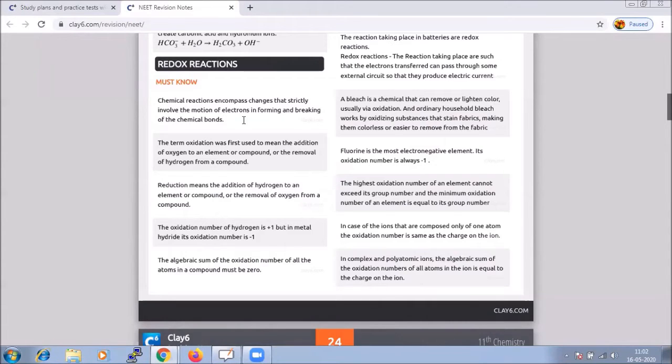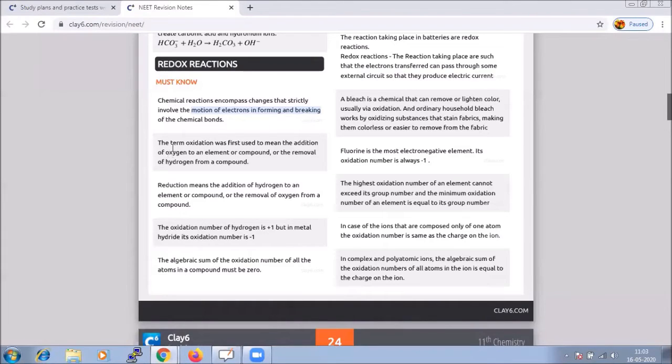So if we say redox reaction, what is it? It is the reaction in which oxidation and reduction both occur simultaneously. If we say chemical reaction, it is going to involve the motion of electrons, and we have forming and breaking of chemical bonds. So when we say reaction, it can be of 2 different types, that is oxidation and reduction.